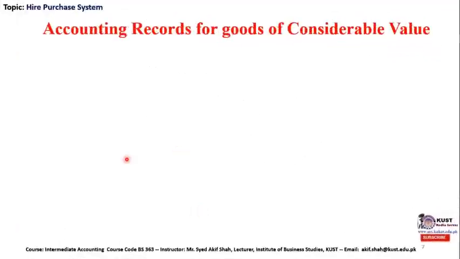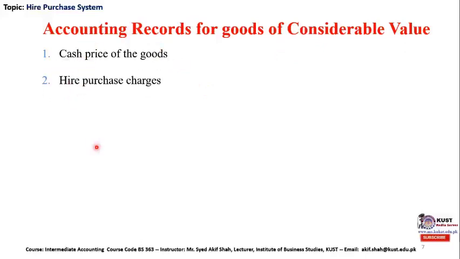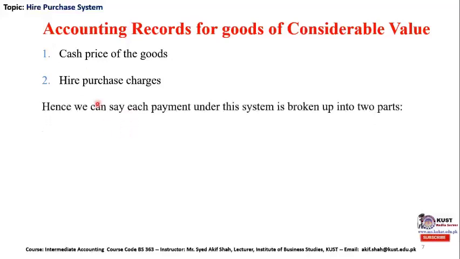What is the accounting records procedure for goods of considerable value? As earlier I have explained, considerable value means the material amount paid by the buyer of that asset. So in order to have the accounting records, one should note the cash price of the goods and the hire purchase charges. Hence we can say that each payment under this system is broken into two parts. Under the hire purchase system, it is normally divided into two parts.